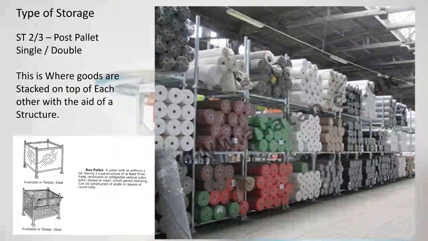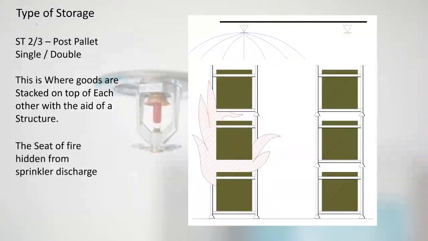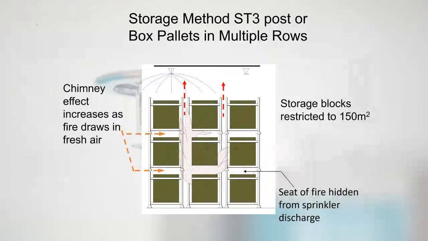ST2 and ST3 is post pallets. That's where you get the pallets that actually slot into each other, that forklifts can lift them off and take them away, etc. So that might be carpets, etc., like that. And what you get with that situation is you've got a bit more space for the fire to grow. So the fire tends to follow this type of situation, and when you've got multiple rows, it can spread quite quickly.